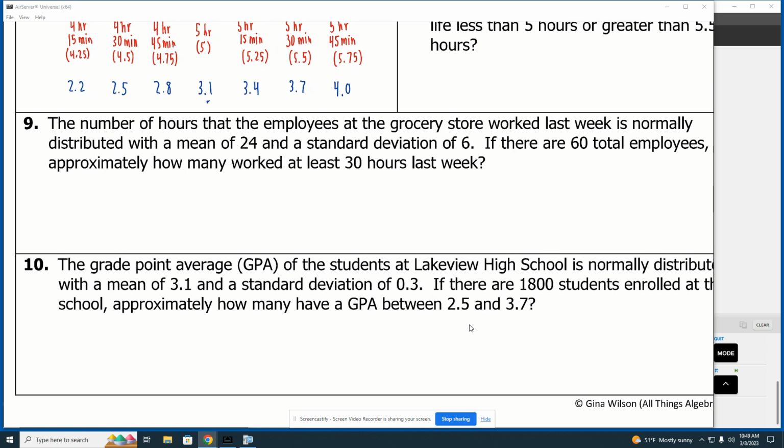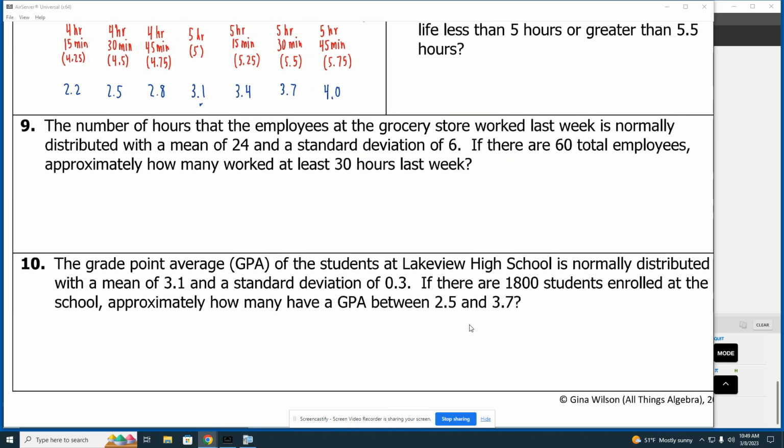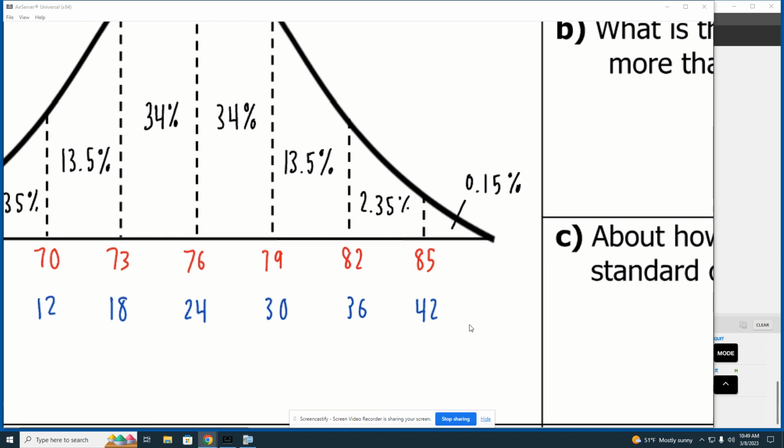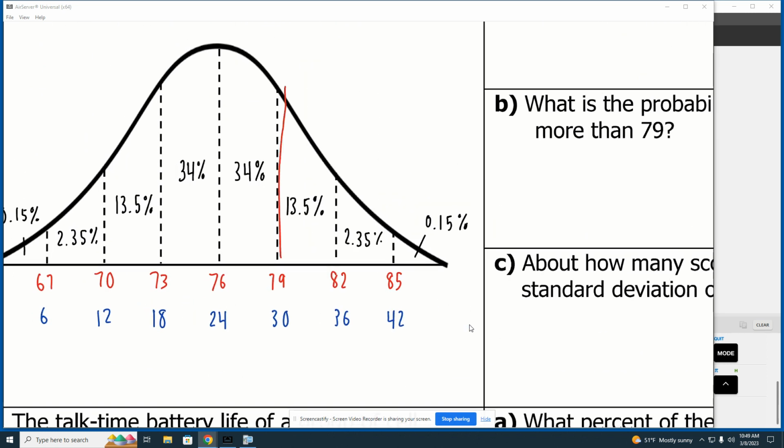So I looked at number 9. Here's what it told me. If there are 60 total employees, approximately how many, not what percent, not what's the probability, how many work at least 30 hours. So at least 30 hours is right here. At least means what, guys? That's the least amount. That's the lowest amount. So I'm only looking to the right. That's 13.5 plus 2.5, which is 16%.